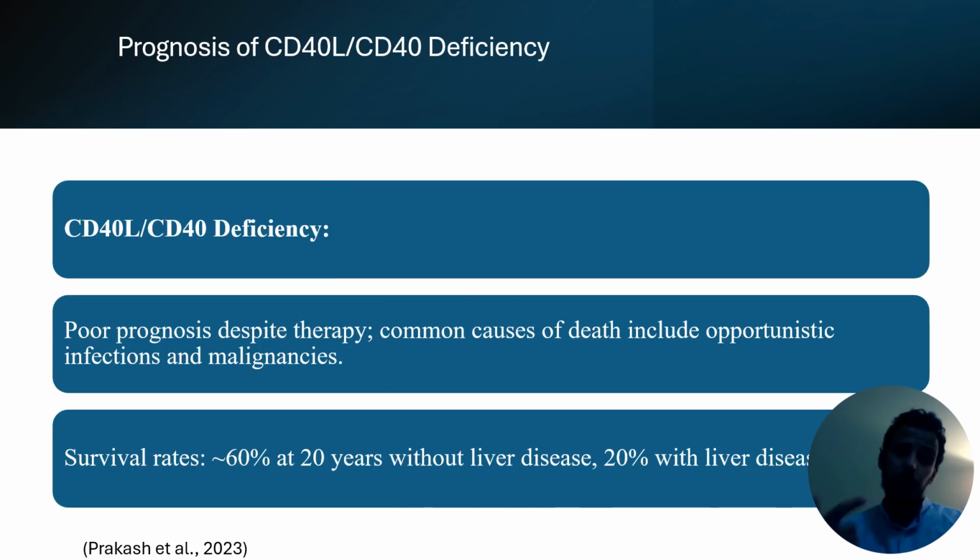Unfortunately, the prognosis is poor despite therapy. Common causes of death include opportunistic infection and malignancy. Survival rates are about 60% at 20 years without liver disease and 20% with liver disease.